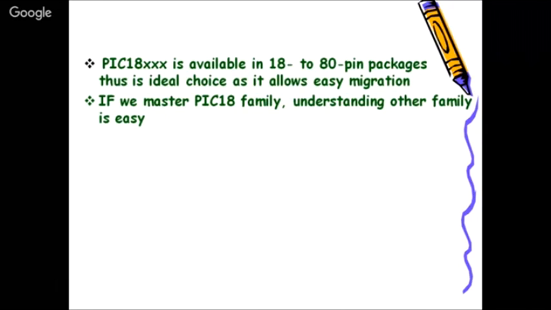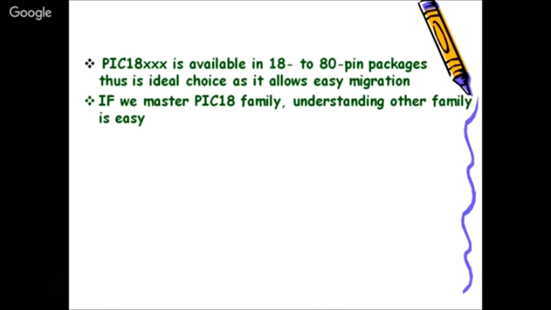So in PIC you have a wide variety of pins, input output pins and ports available, starting from 18 to 80 pin packages. Therefore it is an ideal choice, as it allows easy migration also. If you go for the development of your product using the PIC 18 family, and let's say initially you developed it for some small application which may not be that complicated, you may be using, let's say, an 18 pin package. Then if you are shifting to a higher package, because your application now demands higher power or higher resources, you can definitely go up to an 80 pin package, and this code is compatible. There is upward compatibility.